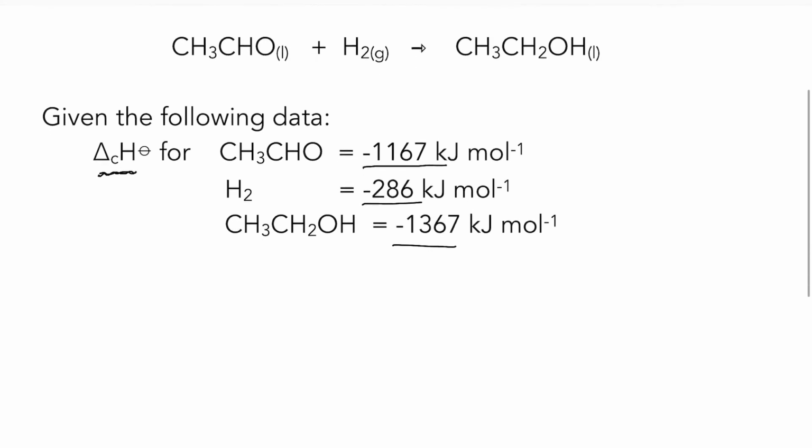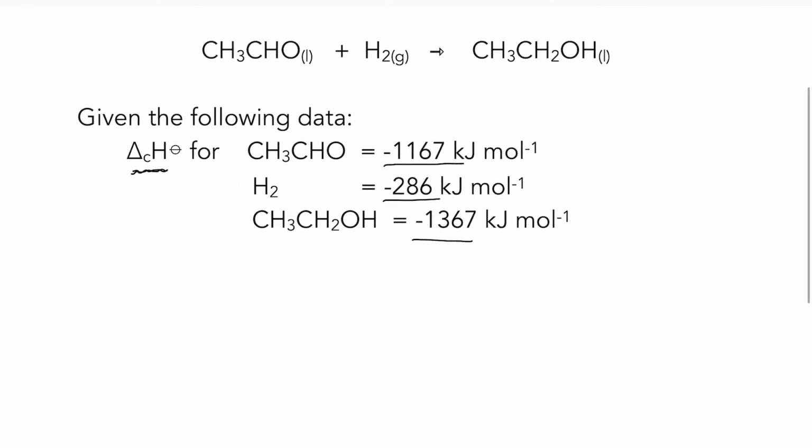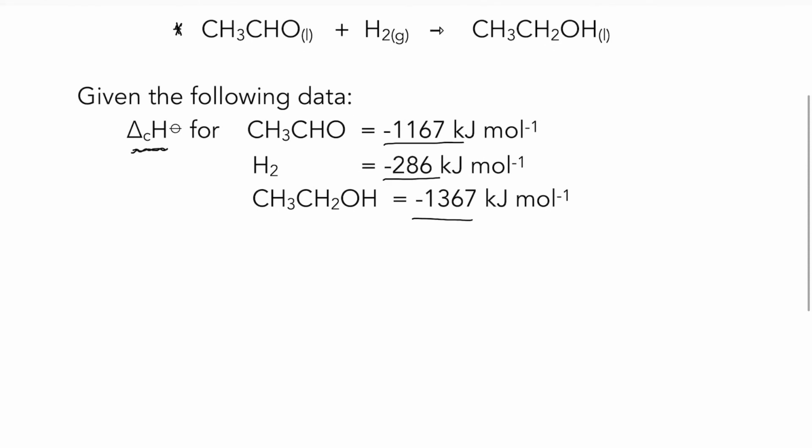I'm going to use my equation to write my top line. So I have CH3CHO. Shan't be lazy this time. I shall put my state symbols in, reacting with hydrogen to make CH3CH2OH.